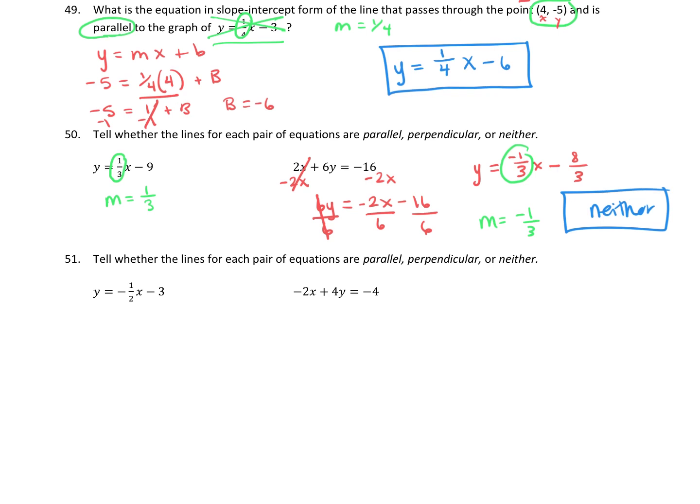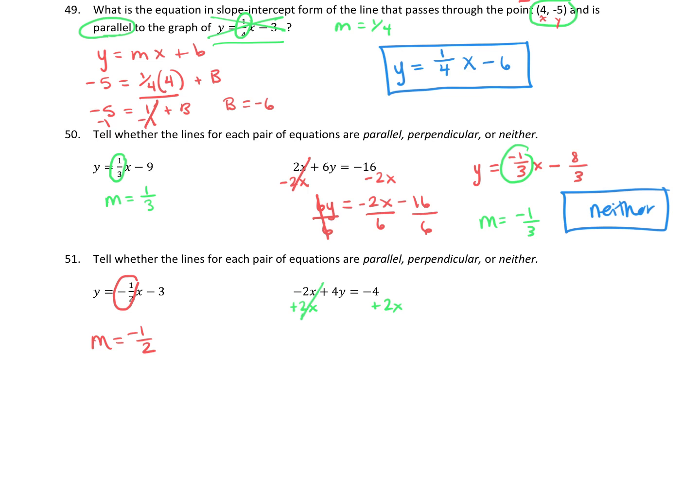All right, number 51, same idea. We have to identify the slope for both lines and then see how they compare. This first one, ready to go, y equals negative 1/2 x minus 3. Slope-intercept form, we can pull the slope right out there, m equals negative 1/2. Now over here, we don't know the slope until we're solved for y. This is standard form. To solve for y, we're going to start by getting this x term to the other side of the equal sign. We can do that with addition or subtraction. It's a negative 2x, so we are going to add 2x to both sides.